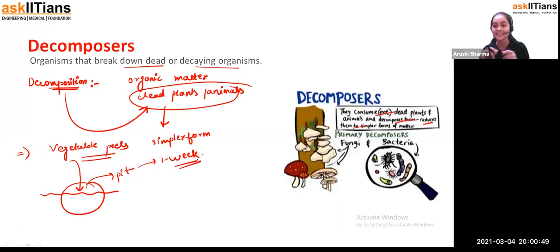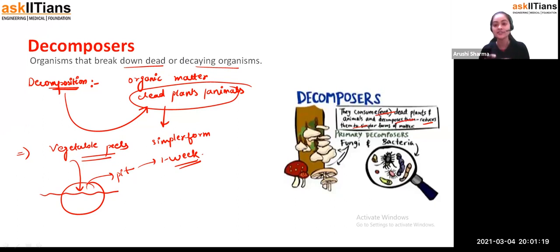They are converting into very small particles. How are they converting into that form? Because of the decomposers present in the soil. The vegetable peels are naturally dead in nature, but they are organic in nature. So decomposers decompose the vegetable peels and convert them into a simpler form. That's how the decomposition process takes place, and these types of organisms are called the decomposers.